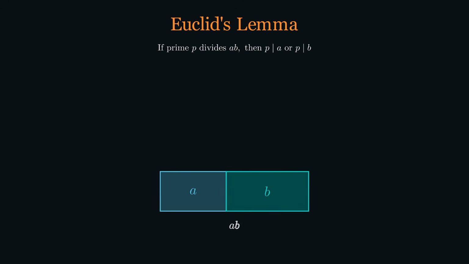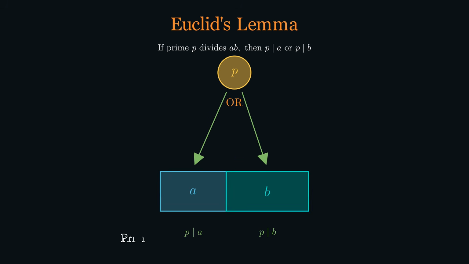Uniqueness of factorization requires Euclid's lemma. If a prime divides a product, it must divide at least one factor. If an integer had 2 different prime factorizations, a prime from one factorization would have to divide a prime from the other. But primes divide only themselves and 1. This contradiction establishes uniqueness.